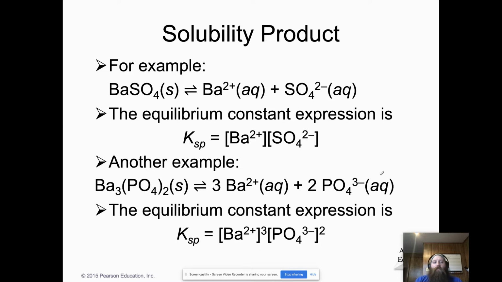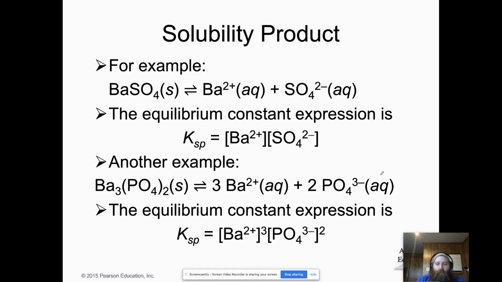So here we have barium sulfate on the left, which is dissolving in water. This is a weak electrolyte in this example because we have an equilibrium arrow, into barium and sulfate ions. So the Ksp for this is going to be the concentration of barium ions times the concentration of sulfate ions. Now remember, we always leave out pure substances in this, so the solid form gets left out because it is a pure substance.